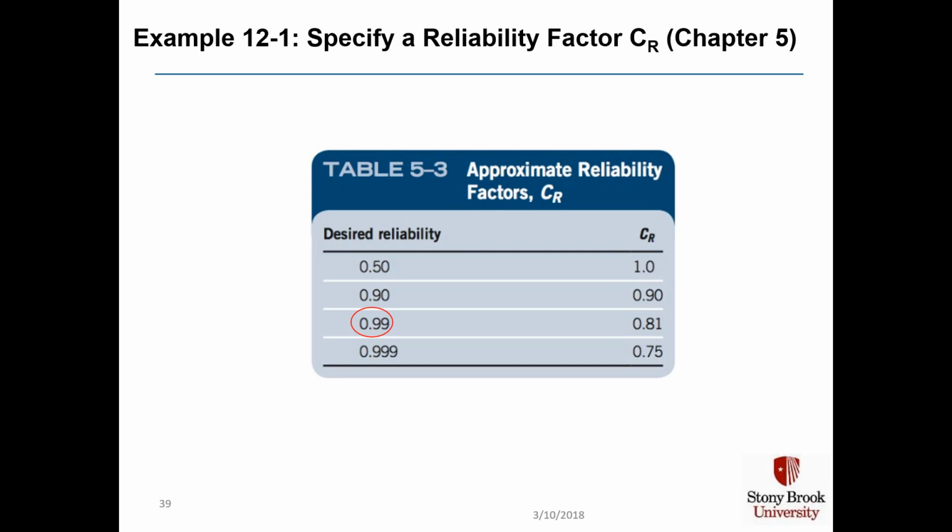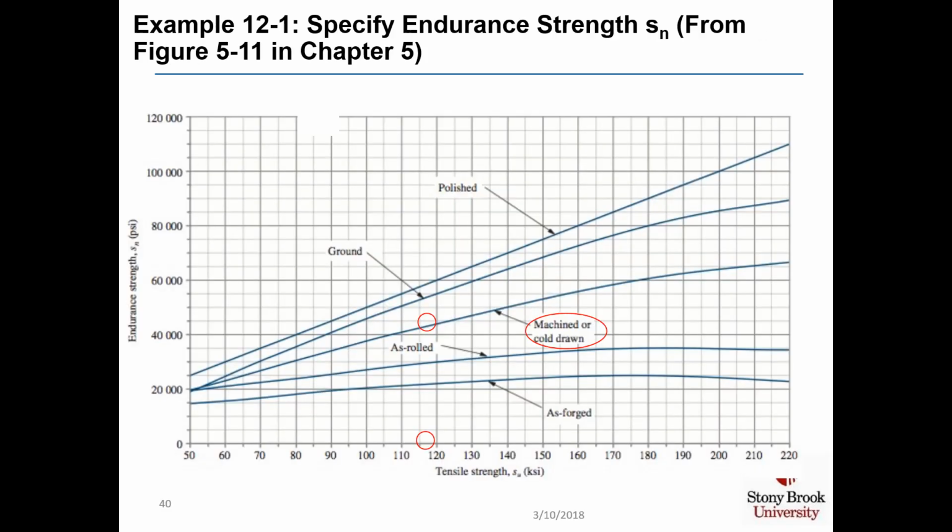The default is to use 99% reliability, which leads to CR equaling 0.81. We then specify an endurance strength Sn using figure 5-11. In this case, we have a machine shaft with a tensile strength of 118 ksi, which then yields our endurance strength shown here on the shaft.